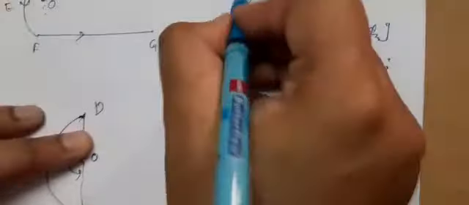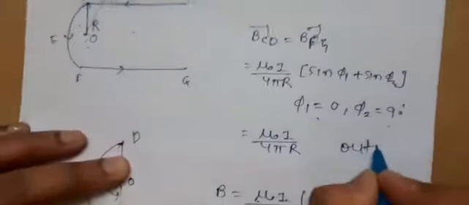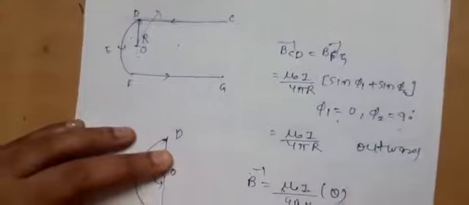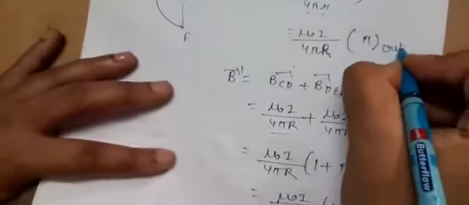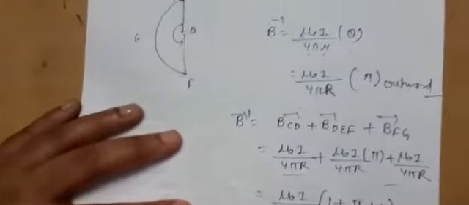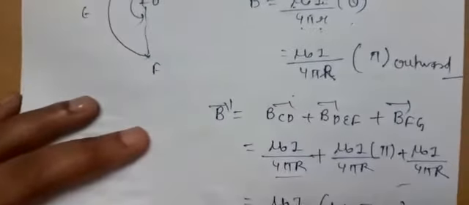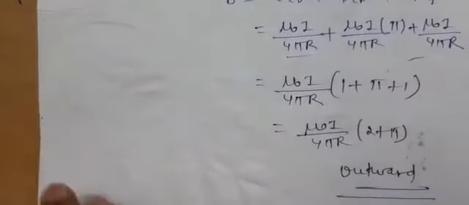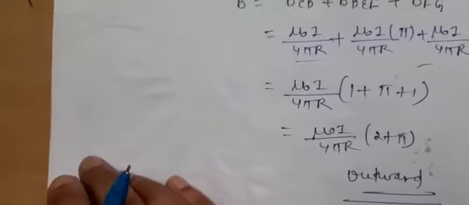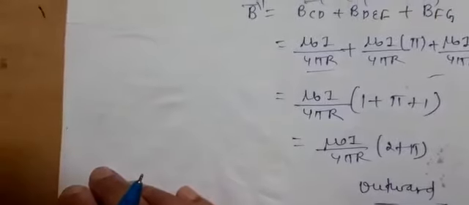We have not mentioned the direction at this point, but you can specify it. In each case the direction is outward, because for each part you have to take the magnitude as well as the direction of the magnetic field. So you have separated it into 3 parts, and then you can easily calculate the final result.